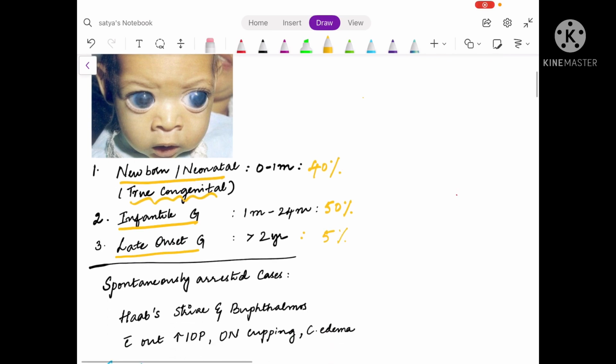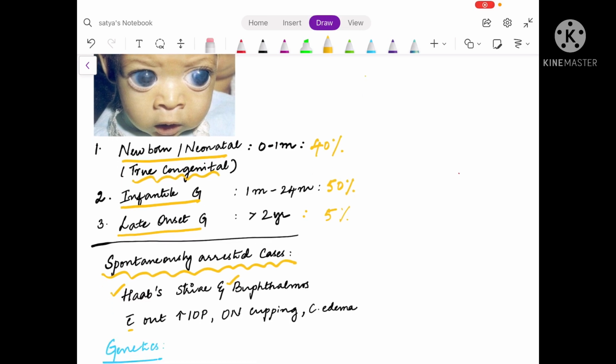There are also spontaneously arrested cases in which there is evidence of past glaucoma, like Haab's striae. We'll see what Haab's striae is and what buphthalmos is. So these signs are present, but as such there is no IOP rise or optic disc cupping or corneal edema. So nothing as such is present, but Haab's striae and buphthalmos are present.